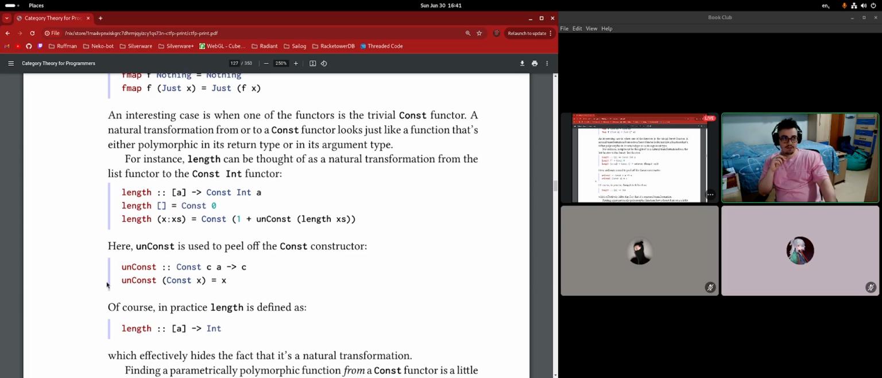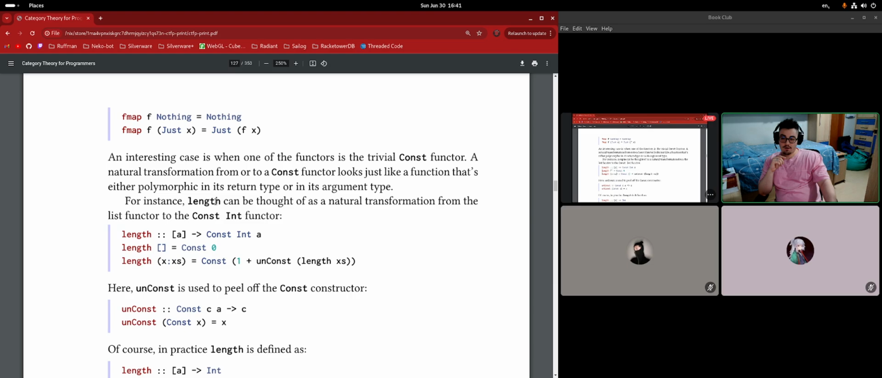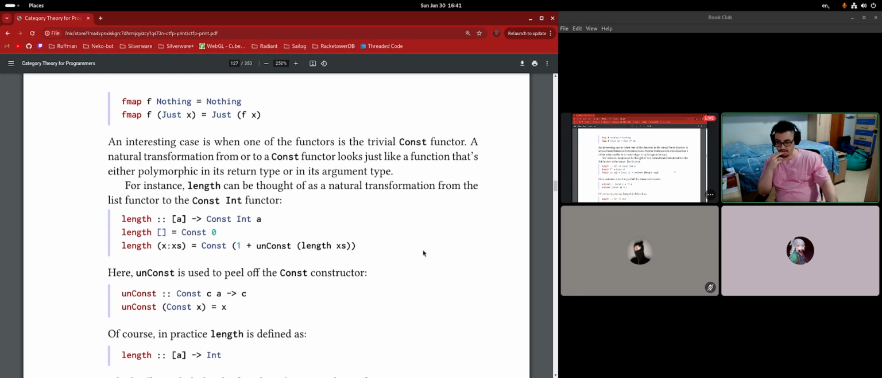So now come some unconventional ways of thinking about things. Let's talk about the function length. Can we see it as a natural transformation? The answer is yes, but then you need to use the const functor. So you're basically mapping from list to const. And then we need to use this auxiliary function unconst, which is basically doing unwrapping.